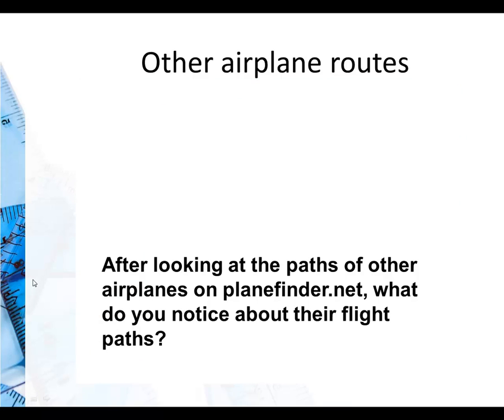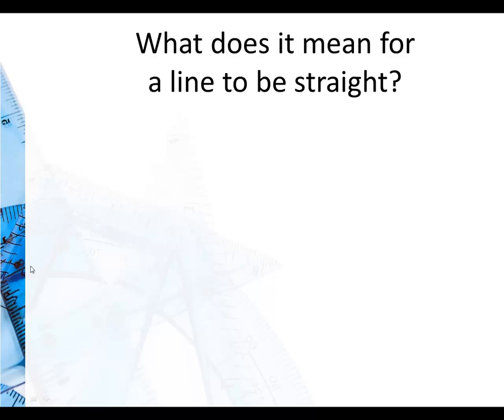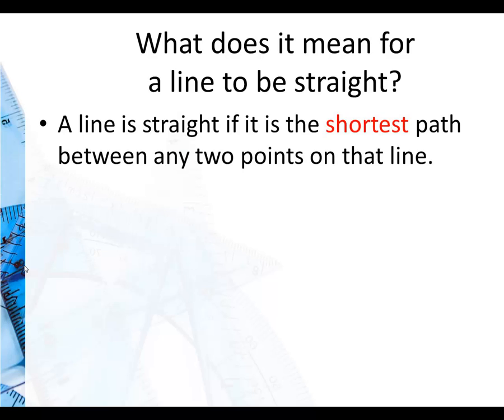So after looking at the path of other airplanes on planefinder.net, what do you notice about their flight paths? So first of all, you probably noticed they didn't take straight lines, at least not as we thought. So what does it mean for a line to be straight? A line is straight if it takes the shortest path, if it marks the shortest path between any 2 points on that line.